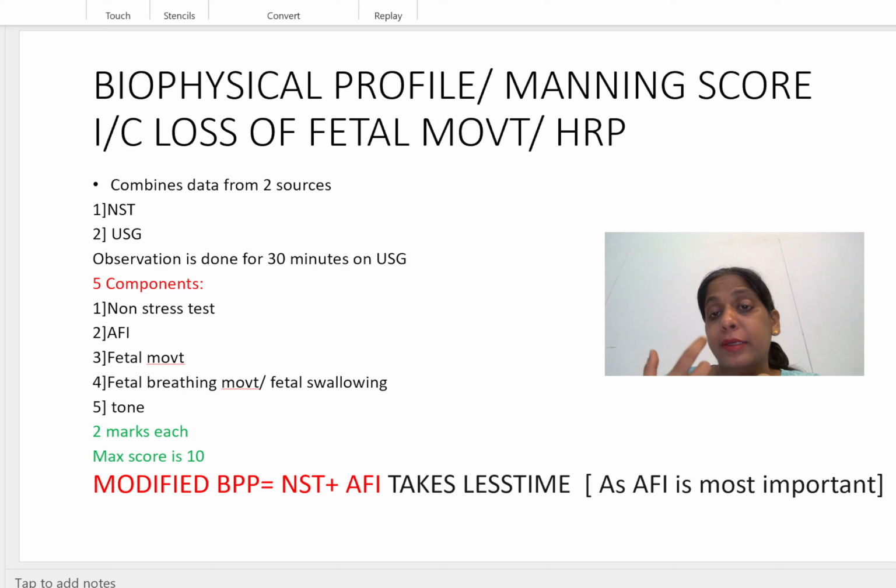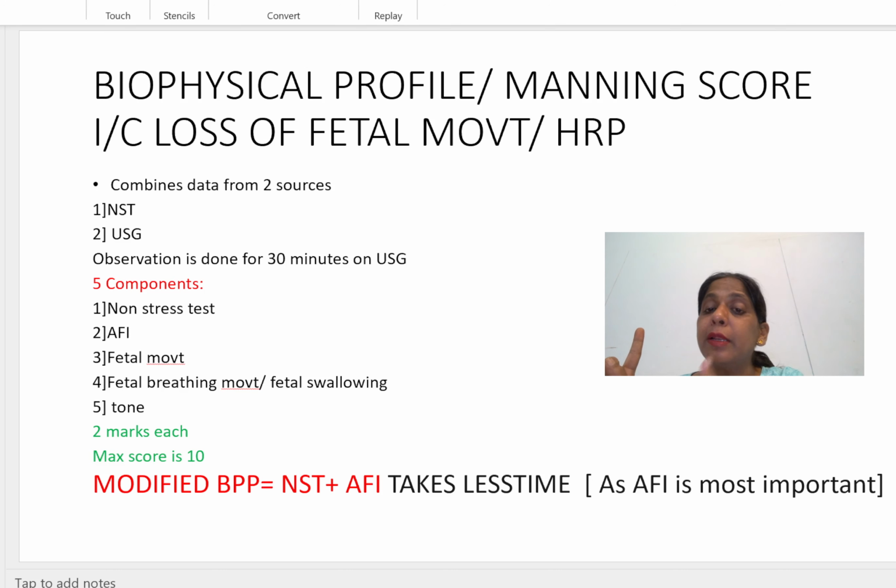So in clinical practice in India we have a lot of patients and we can't wait for 30 minutes to get this score done. So these two things we all remember. And in examination you have seen that we have also got a question on the modified biophysical profile. So we know that these are AFI and NST, the 2 most important parameters out of the 5. Now we are left with 3 which we have to remember. What are the 3?